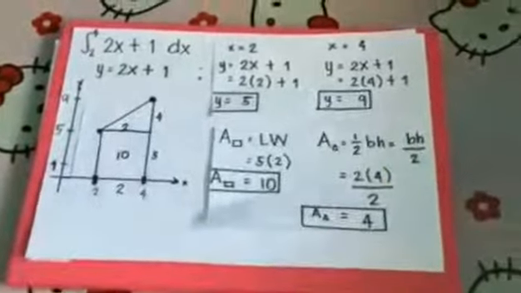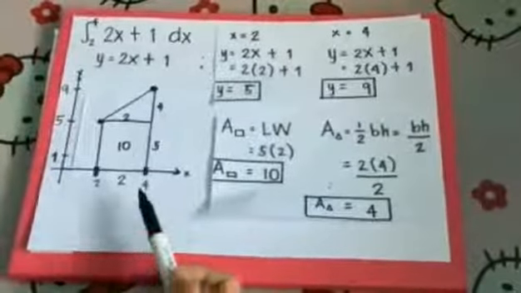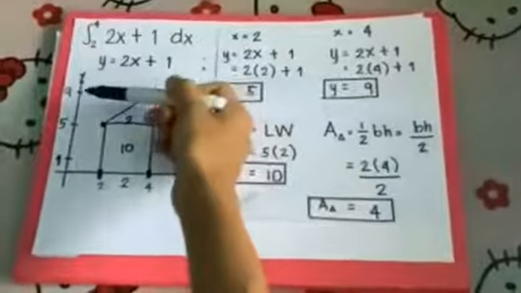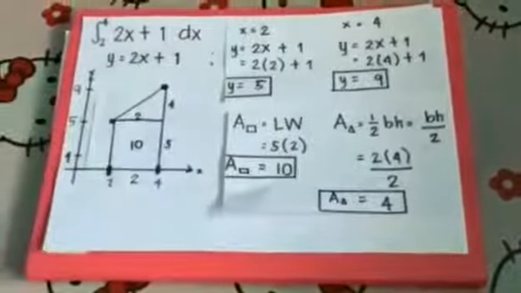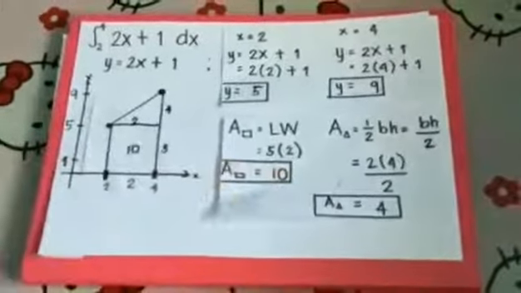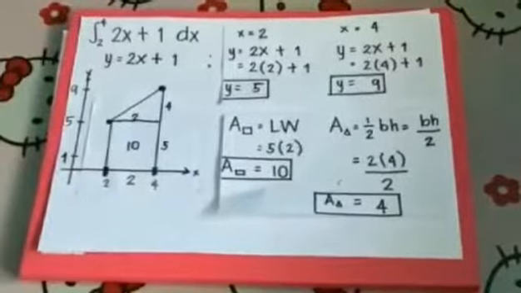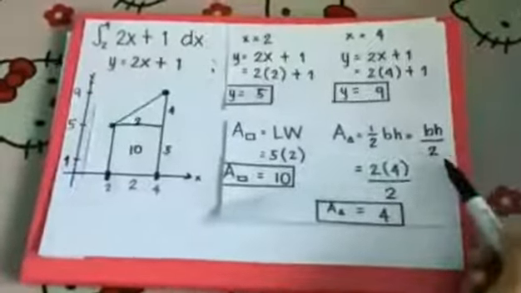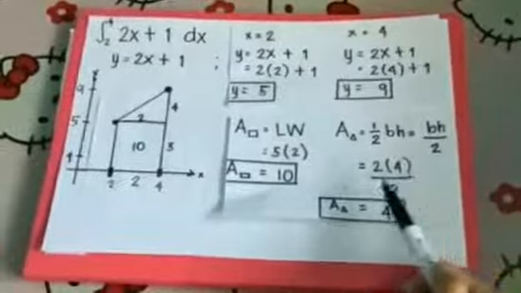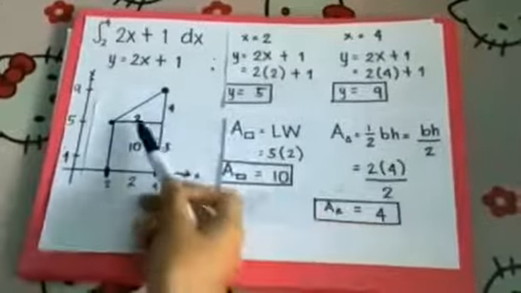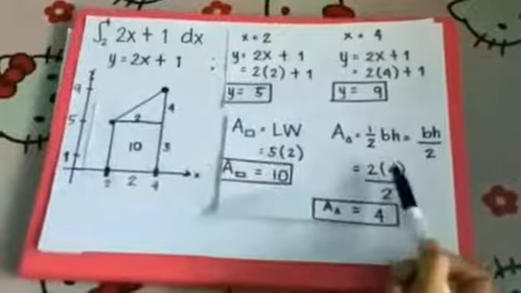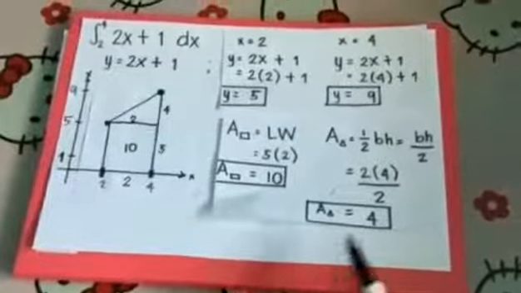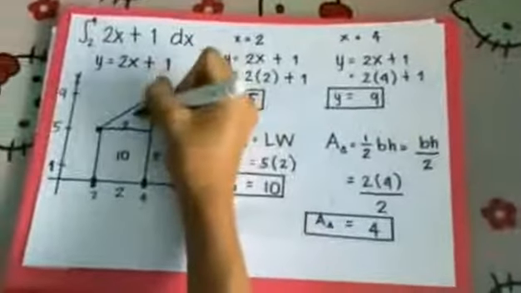So let's begin with the triangle. The same as the rectangle, the base is 2, and the height is the difference between 9 and 5. So 9 minus 5 is equal to 4. The formula for the area of a triangle is 1/2 times base times height, or base times height all over 2. Since our base is 2 and our height is 4, 2 times 4 is equal to 8, and half of 8 is equal to 4.